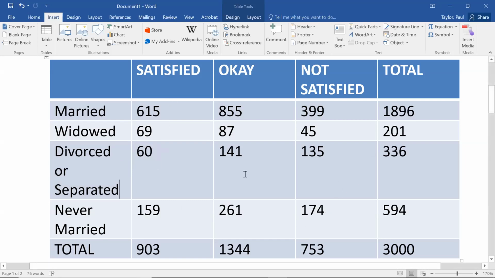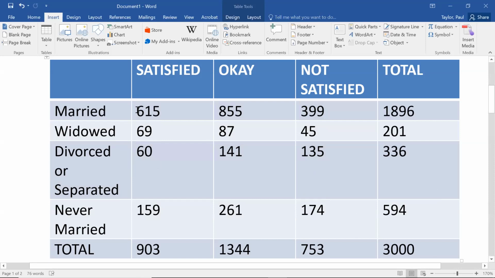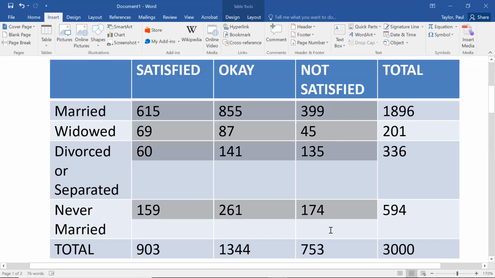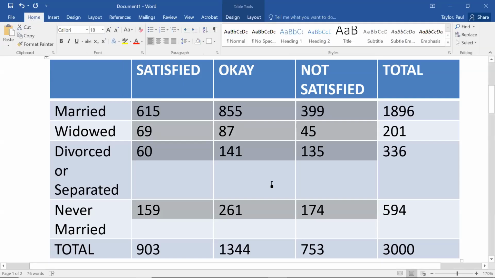All right, so what I'm going to do is put these numbers into Minitab. What I have to do is get the table into Minitab, and not the whole table with the totals, just the columns for the 3 answers up here, satisfied, okay, and not satisfied, and the rows for the different options for marital status, not the totals. I could type them in, but it would be faster just to highlight these 12 boxes, copy, and then paste it over into Minitab.